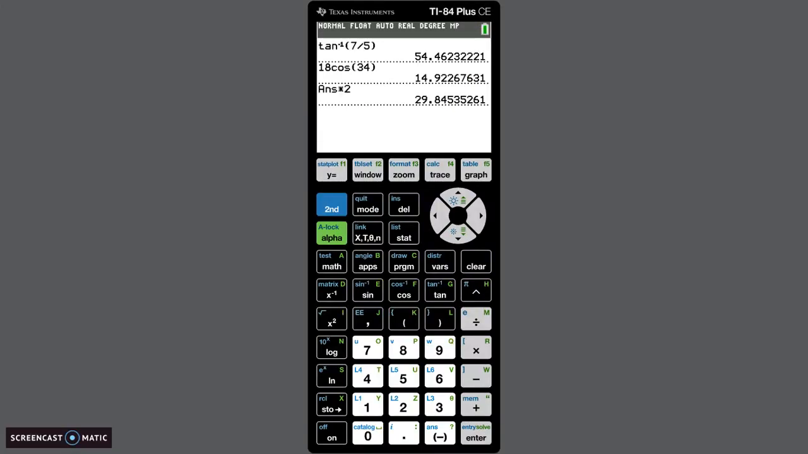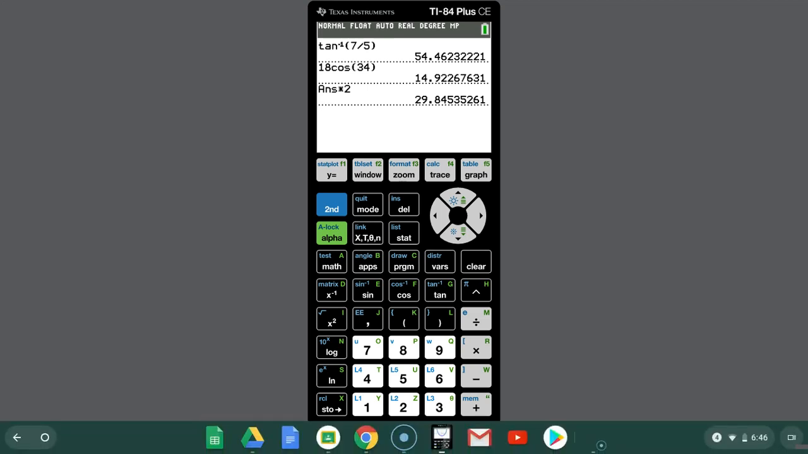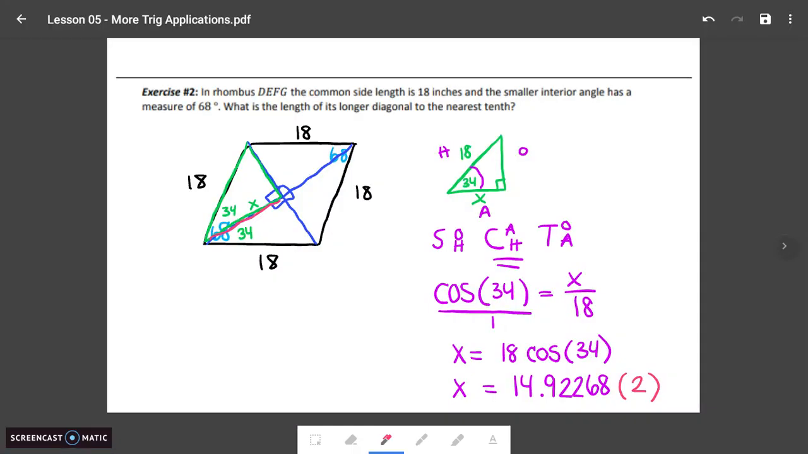Okay, and so I don't want to round too soon because I don't want to be thrown off even by a decimal place. One slight decimal could really throw off my answer and I would lose a point. But now I'm safe to round to the nearest tenth, so 29.8. And I'll add the unit in there because it told me inches.